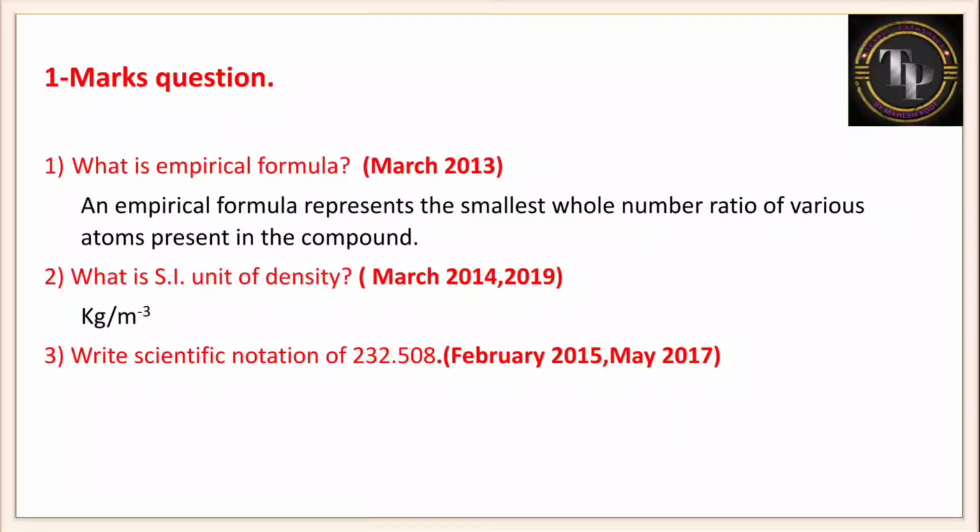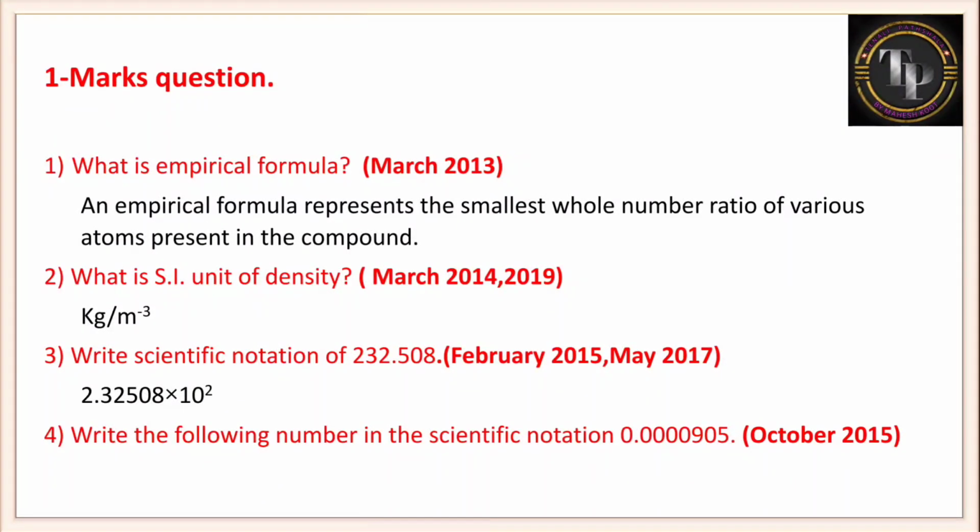Suppose 232.508 is there, so if I want to take the decimal point 2 places at the left side, I have to multiply with 10 to the power plus 2. See here, 2.32508 means I have taken the decimal point to the left 2 digits, so I have multiplied with 10 to the power plus 2. I hope you followed, guys.